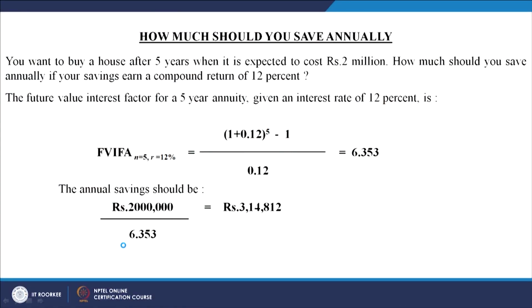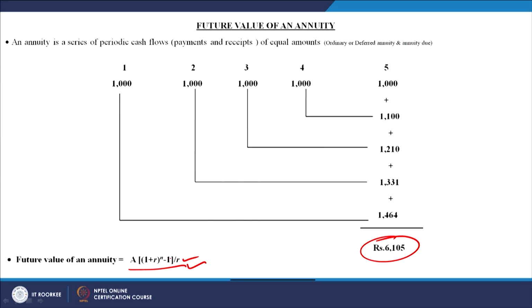So, if I want to save that amount, the future value interest factor for a 5 years annuity at the given rate of interest of 12% we have to calculate. So, we are applying the concept of future value interest factor for annuity, number of years n is 5 and r is 12%. Again the same model we are applying here.